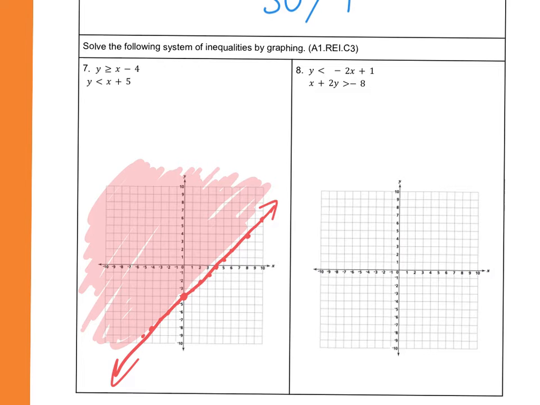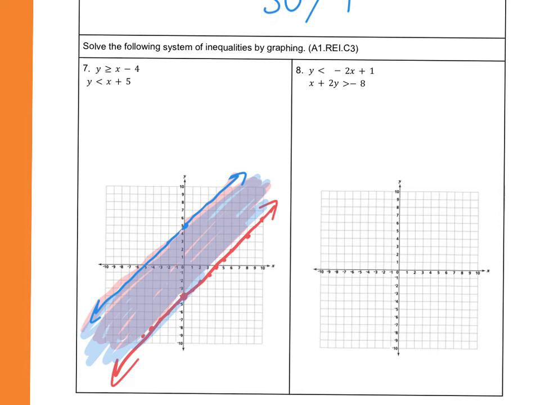Next one, the b value is 5. Slope is still going to be 1, so up 1 over 1. Or down 1, left 1. But this is y is less than, so am I shading above or below? Below. So I only need to shade what they have in common. I need to erase everything else. These are parallel lines, right? So we got to make sure our shading is right.